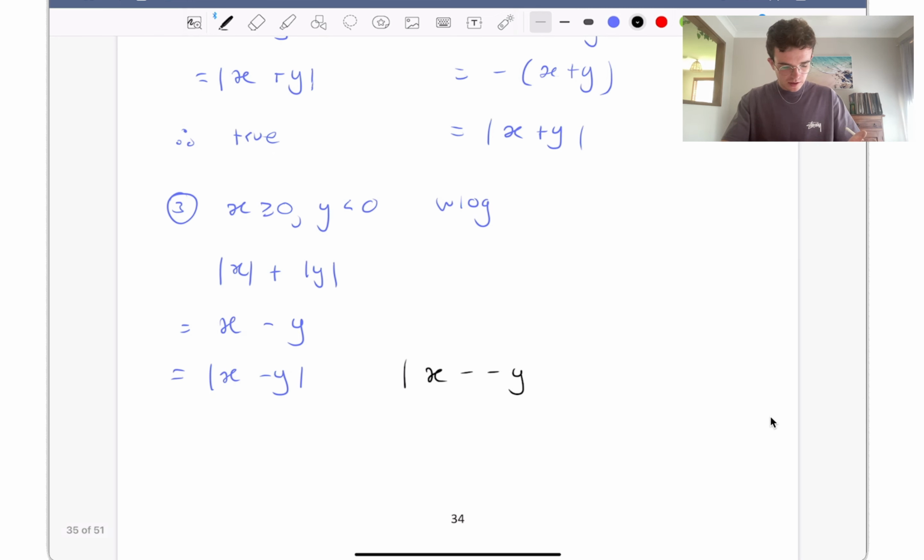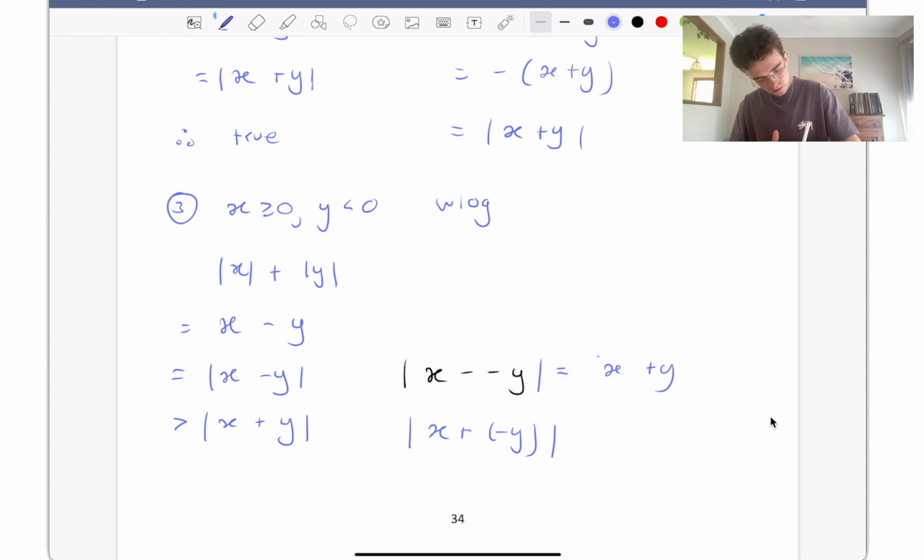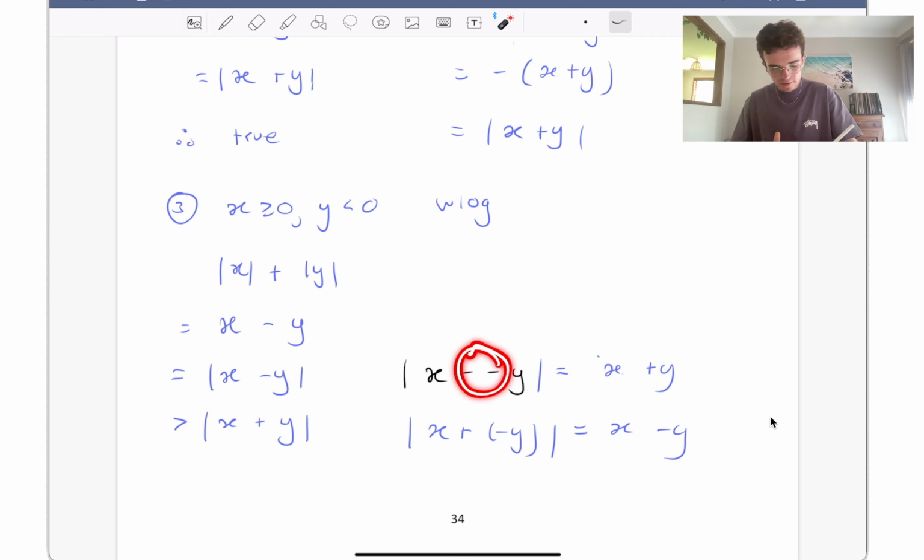And that's actually telling us that this expression here has to be greater than x plus y, because this expression here would be x plus minus y, or x minus y. So since y being less than 0 makes a double negative, this expression has to be greater than x plus y because of that double negative. Because in this case we've only got a single negative, which means we're going to subtract the y, which makes it less than x plus y.